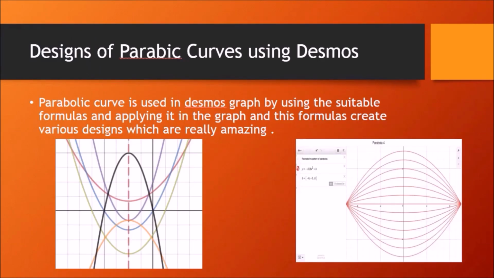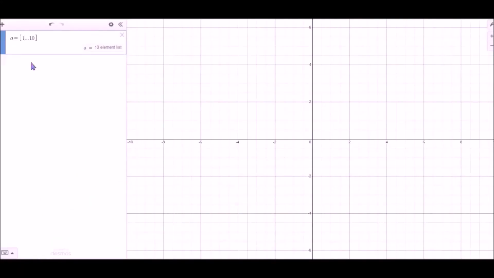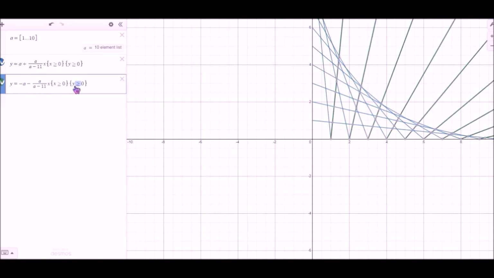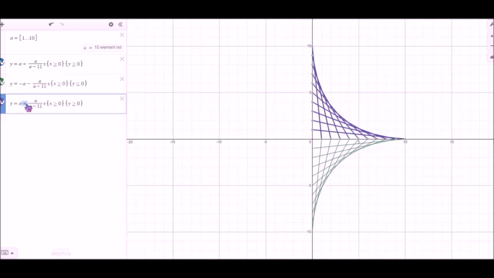This can also be made using the Desmos graph. The basic curve design is achieved by connecting equally spaced points that are placed on two lines that meet at a 90-degree angle. In the Desmos graph, we can use various formulas to create the parabolic curve. Here we can see the curve stitching drawn with the hand and also on Desmos graph.